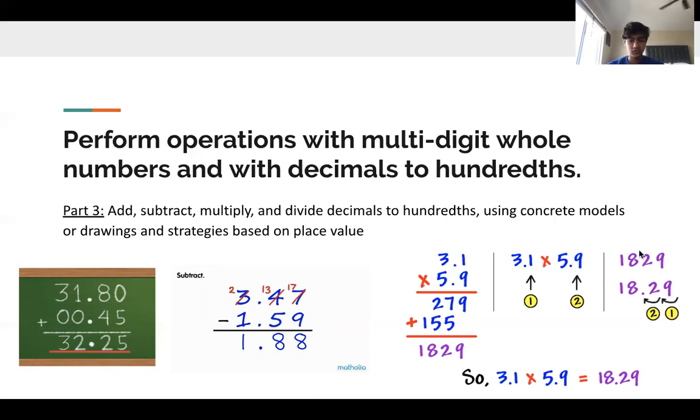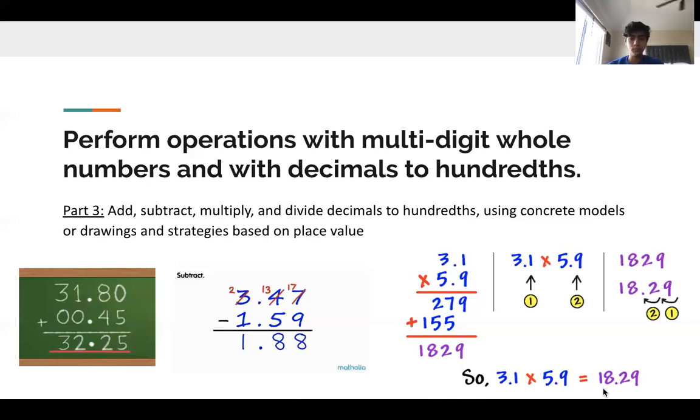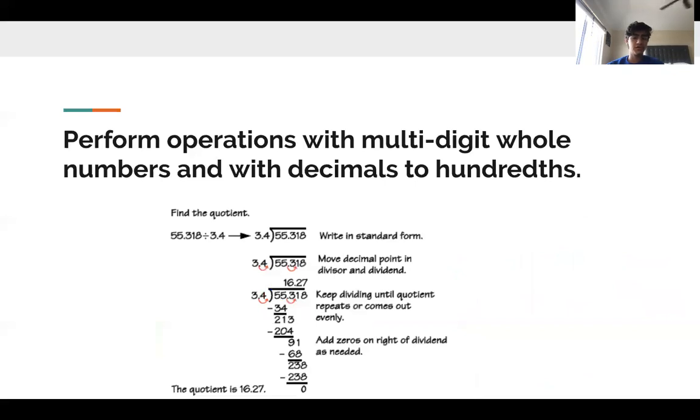So if we have 1829, we're going to move it over 2 times to the left. 1, 2. So our final answer is going to be 18.29. So therefore, as we can see here, 3.1 times 5.9 will give you 18.29. Let's look at the last part of this and we'll be done for today.